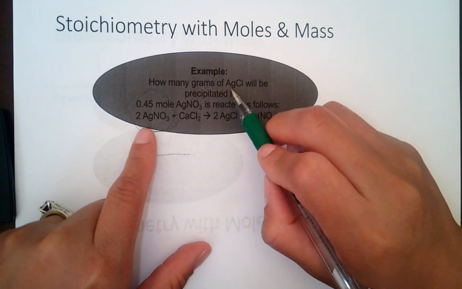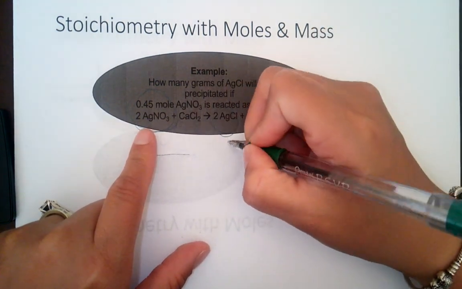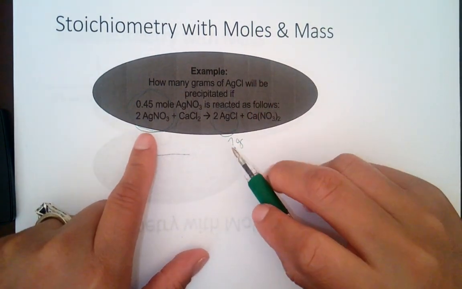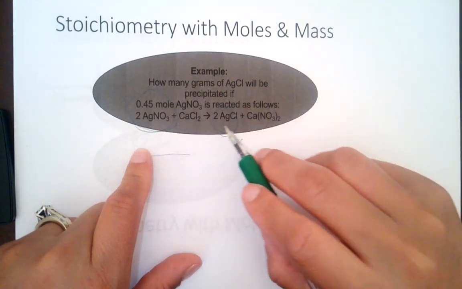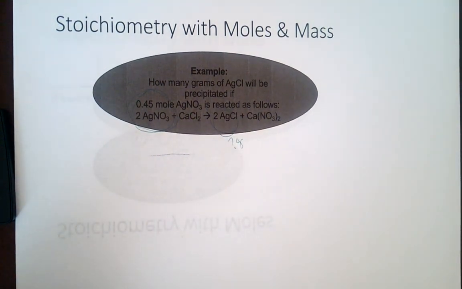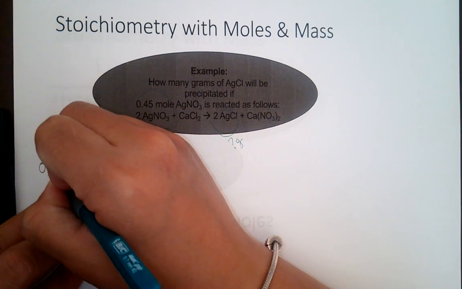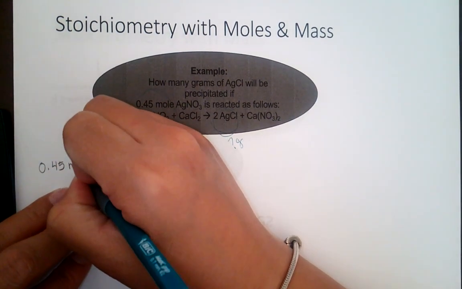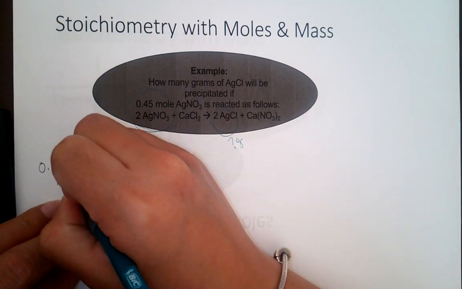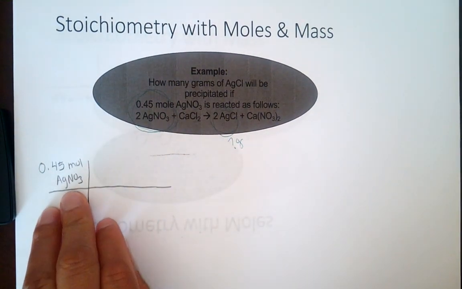What am I trying to figure out? I am trying to figure out AgCl. That's this. I'm trying to figure out this, but now I want this in grams. I have this in moles, but I want the amount of this in grams. So how do we start? We always start with what we're given. So let's write out. We start off with 0.45 moles of AgNO3. Okay, that's what we start off with.